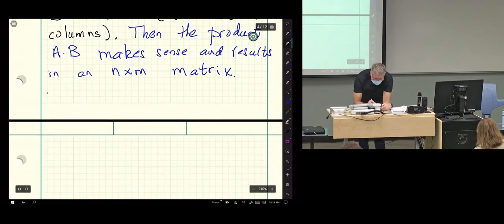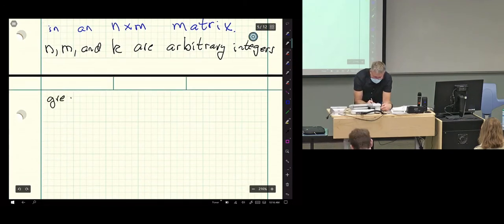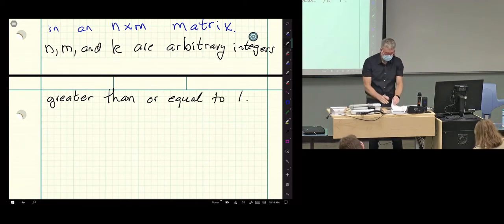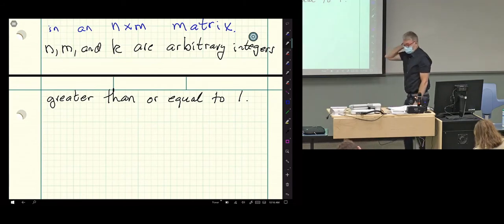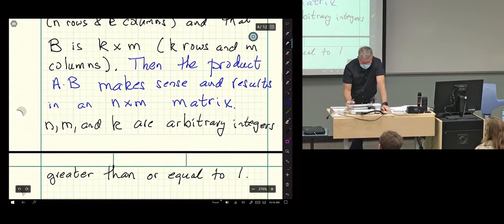Okay, so here, N, M, and K are arbitrary integers greater than or equal to 1. We don't want 0 rows or 0 columns. Okay, so that's just the dimension thing. We need certain sizes on the matrices to make the product make sense.